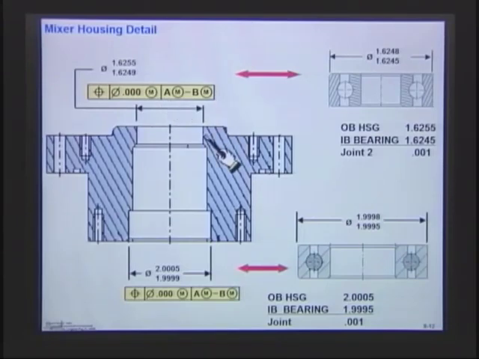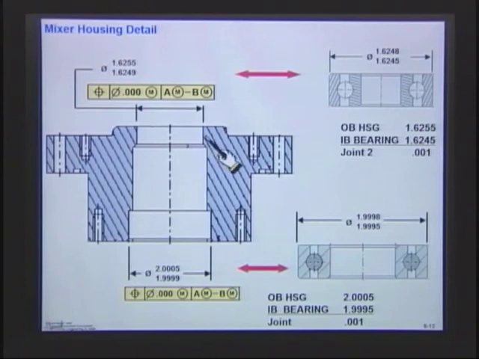If I took a look at the outer boundary of the housing, we found out the outer boundary of the housing here was 1.6255, and then the inner boundary of the bearing was 1.6245. I found out that joint number 2 here, we calculated, gave us a 1,000th joint. And we found out the lower bearing was the same thing. So I would feel comfortable in using just 1,000 because it was the same.